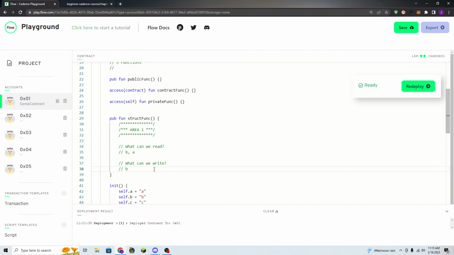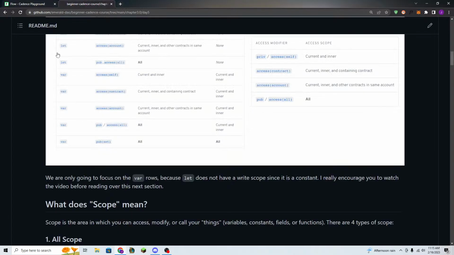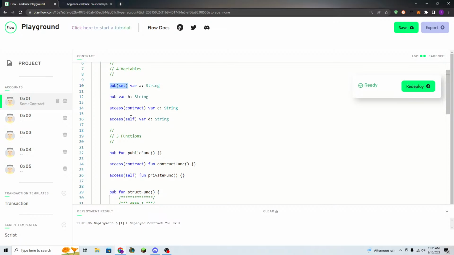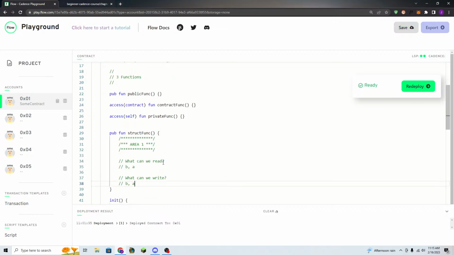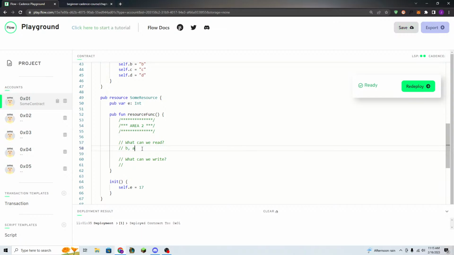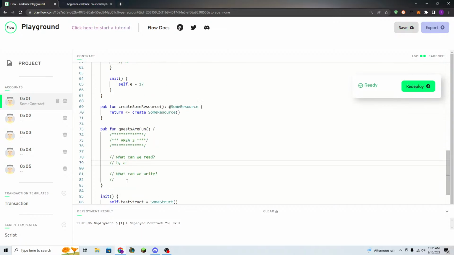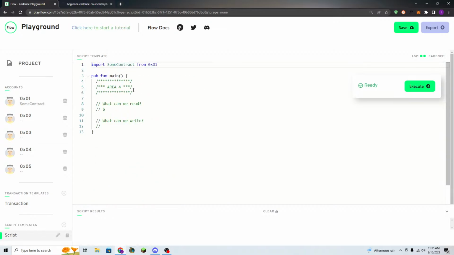Yes, and just to save everybody time, these are all going to be yeses. Because public set has a read and write scope of all, that means we can read and write it literally everywhere. So we'll have to add it to all these different areas, right? Now this is sort of the trick question I love to ask people: can we write a over here?